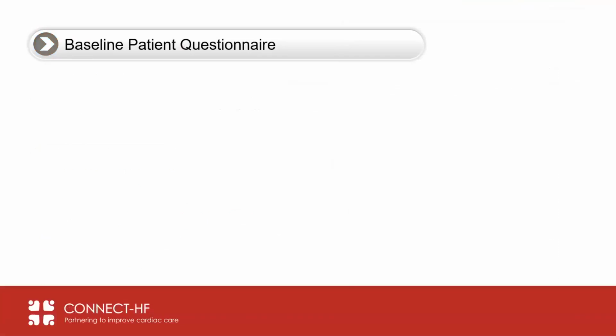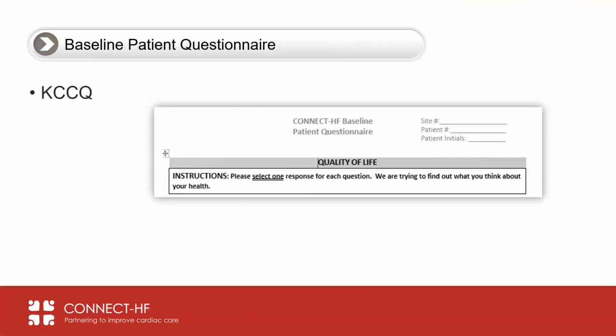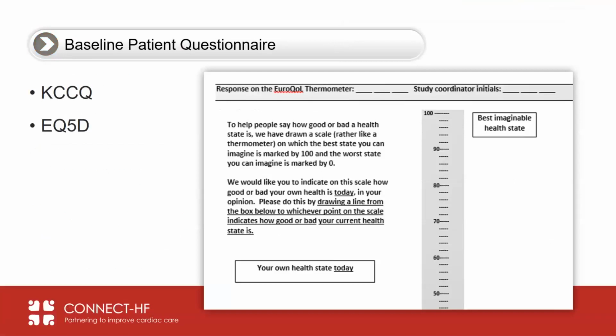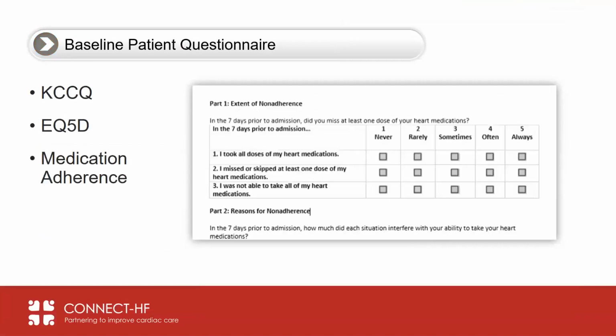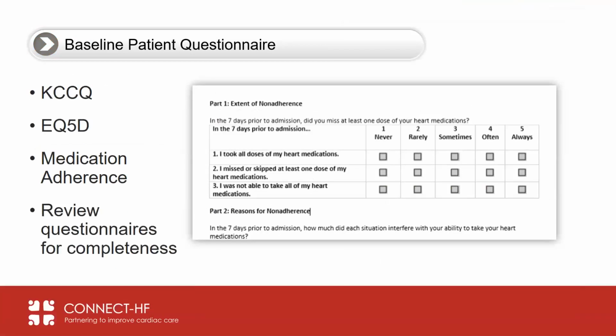There are 3 questionnaires for the patients to complete at baseline. These are the 2 quality improvement questionnaires, the KCCQ and the EQ5D. Please score the patient-reported results on the thermometer. Note in the medication adherence questionnaire, if the patient reports adherence in section 1, they do not need to complete part 2 of the questionnaire. Ensure the questionnaires are completed.